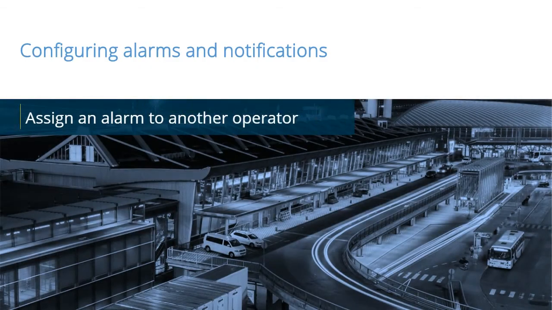To enable clients to respond quickly to situations that need attention, you must configure a VMS to detect problems and then send emails and text messages to the proper resources. In this video tutorial, you will learn how to assign an alarm to another operator.